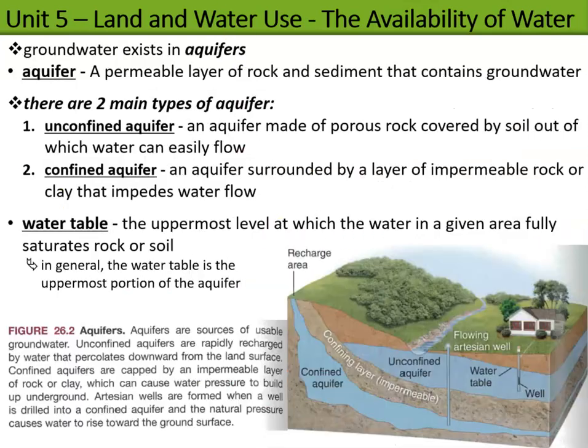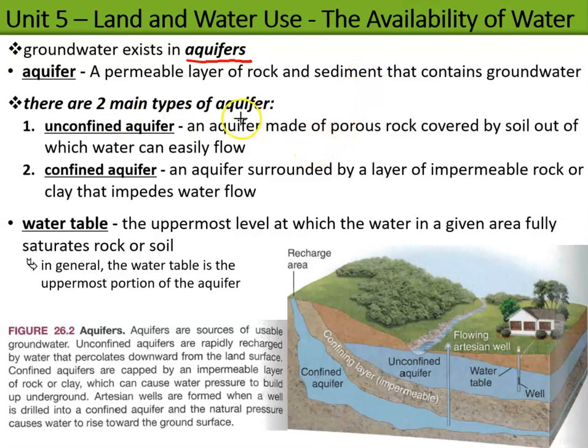Okay. So now take a look at groundwater and what groundwater is and where it occurs and the way that we can access it and features associated with groundwater. So groundwater exists in what are called aquifers. Aquifers are permeable layers of rock and sediment that contain groundwater. So this is underneath the ground, sometimes very deep down under the ground, sometimes not as deep.